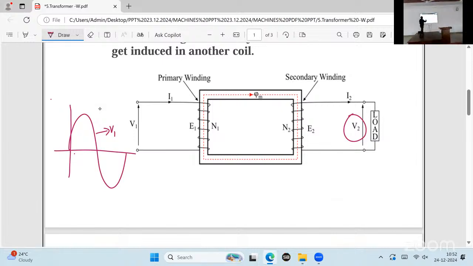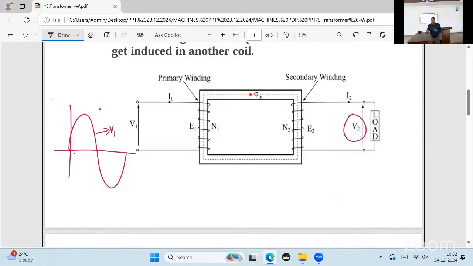This is called the design of a transformer. What is our target? V2 across the load. What is the target of the transformer? The voltage across the load, V2. For that purpose, I should have a transformer.